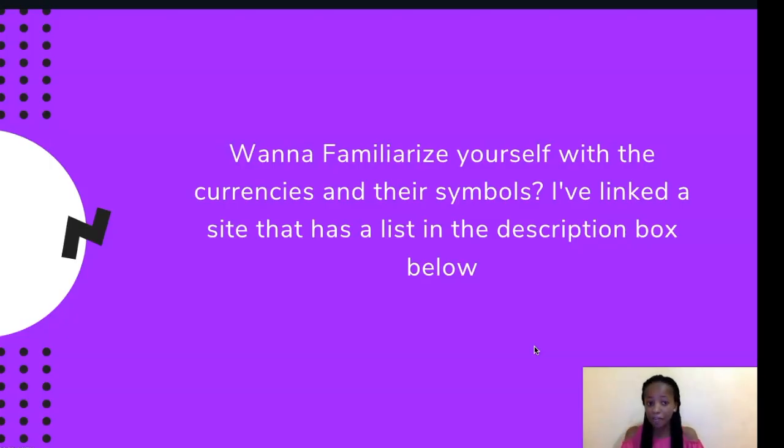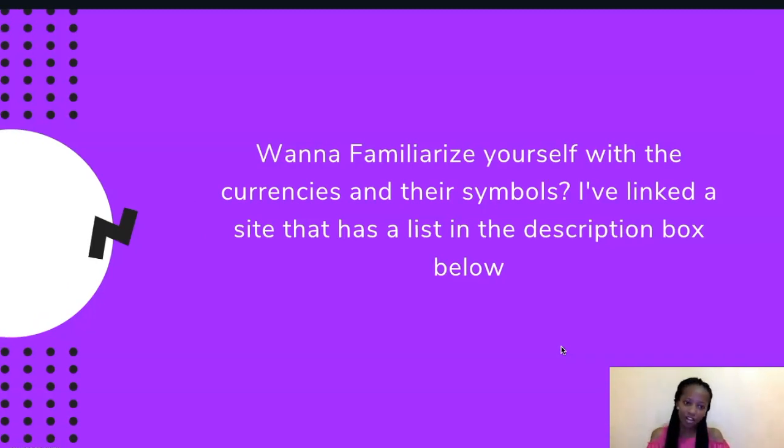So it's essential to familiarize yourself with the currencies and their symbols. Like you have to know what USD means, you have to know what KES means, you have to know what JPY means, Japanese yen, etc. So if you want to learn that, I have linked a site that has a list of the currencies that you can just familiarize yourself with, just for your own knowledge.